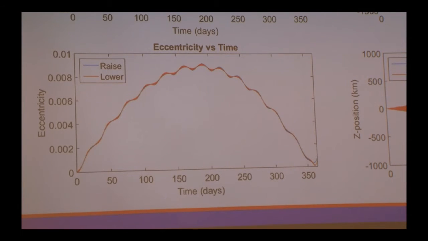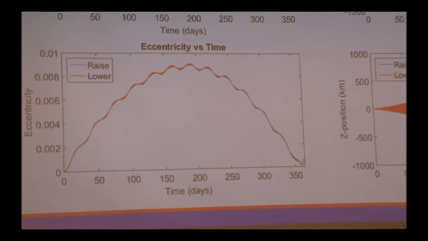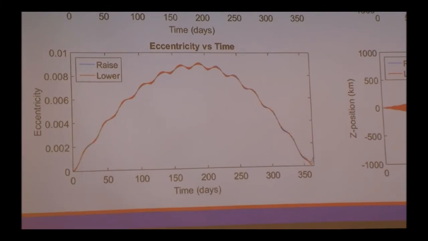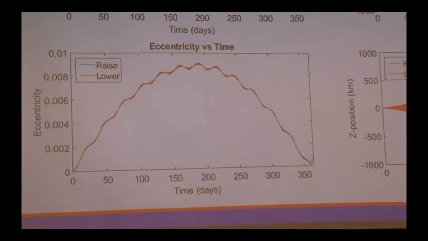Even if we went back to that plot I had before with the really cool out-of-plane orbit, the final position of the satellite was almost back on the equator. And the eccentricity was pretty much zero again. It was back to a circular orbit.